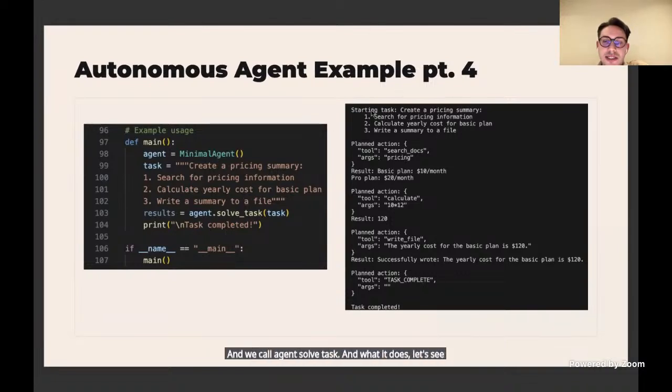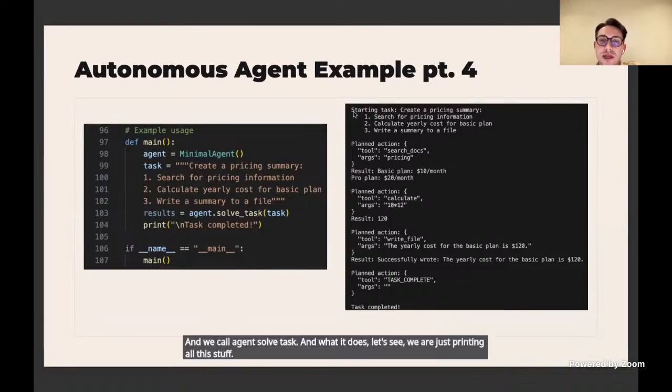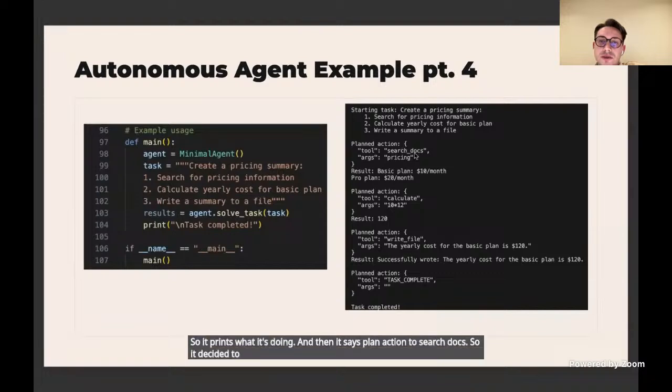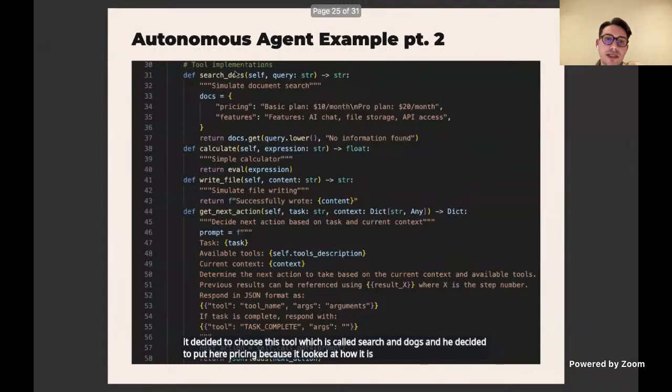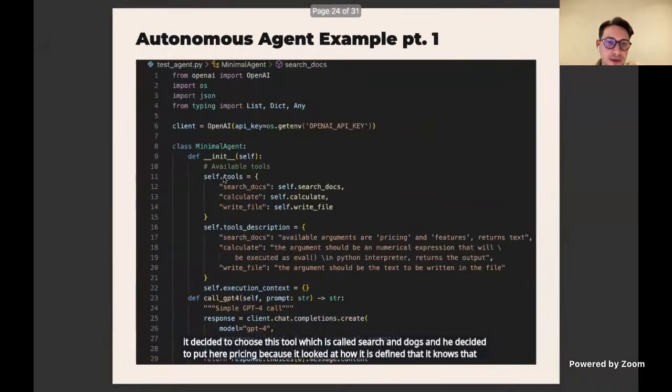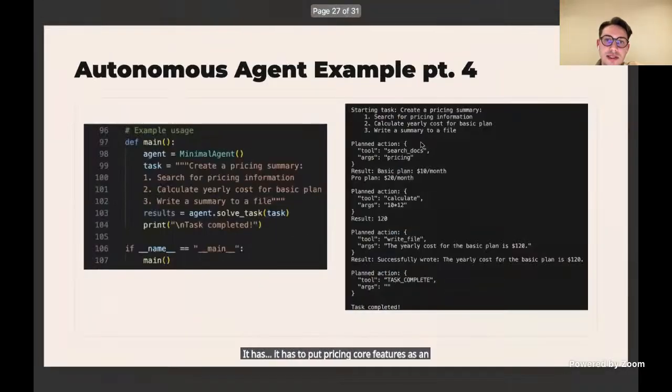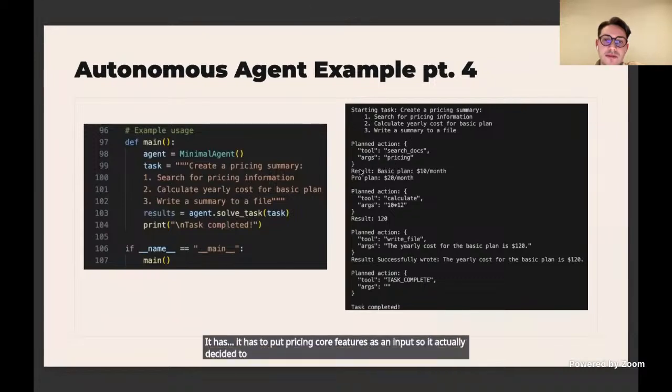We are just printing all this stuff. So here we see the outputs. It prints what it's doing. And then it says planned action, tool search docs. So it decided to choose this tool, which is called search docs, and it decided to put pricing here because it looked at how it is defined, and it knows that it has to put pricing or features as an input. So it actually decided to put pricing as an argument.